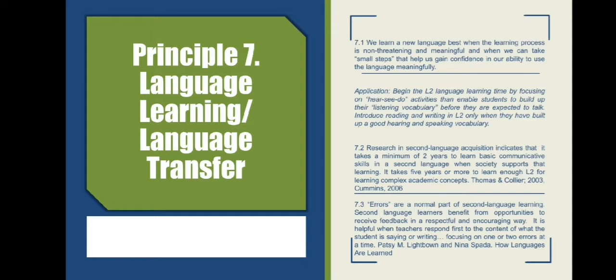Research in second language acquisition indicates that it takes a minimum of 2 years to learn basic communicative skills in a second language when society supports that learning. It takes 5 years or more to learn enough second language for learning complex academic concepts. Errors are a normal part of second language learning.